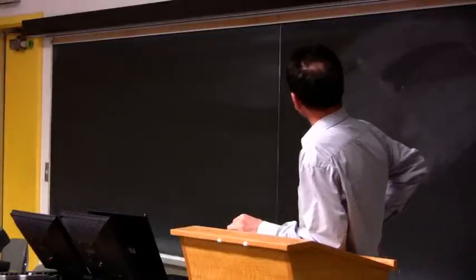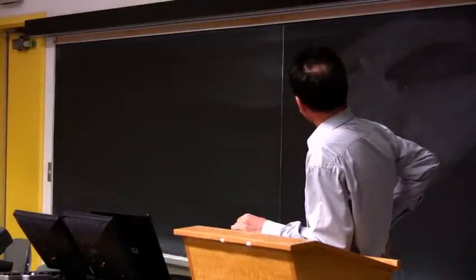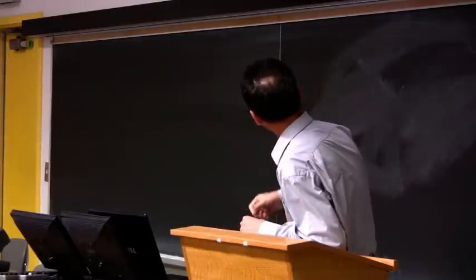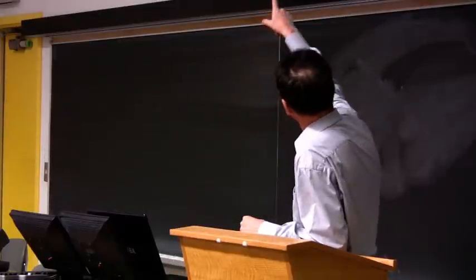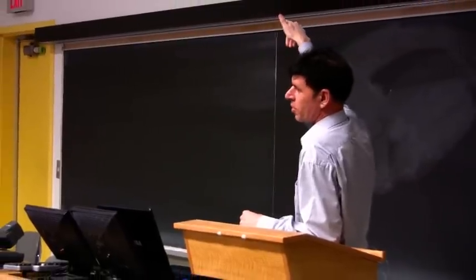Subsequently, this is a map of Asia in 1871. As you see, the British Indian colony had expanded to fill the vacuum created by the collapse of the Mughal Empire, and now comprises almost the entire Indian subcontinent. Afghanistan has been reduced to a small strip of land. And there is Balochistan, which is probably autonomous at that point. You also see that Russia has not yet started expanding into Central Asia.